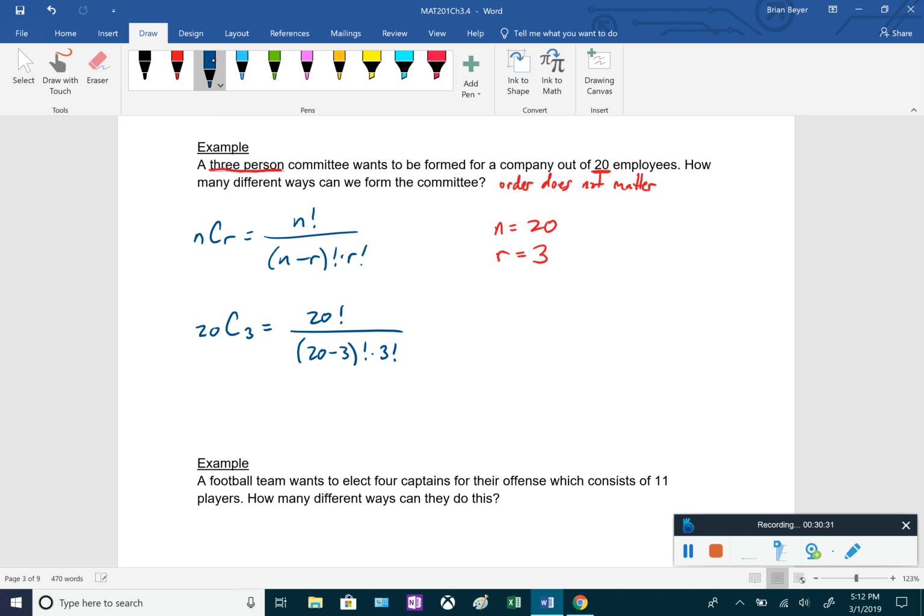And I'll simplify the parentheses. That's going to be 20 factorial over 17 factorial times 3 factorial. I recommend you try this by yourself. To finish this off, you end up getting 1,140. So once again, that's a pretty big number, a pretty big amount of possibilities for choosing 3 people out of 20 people.